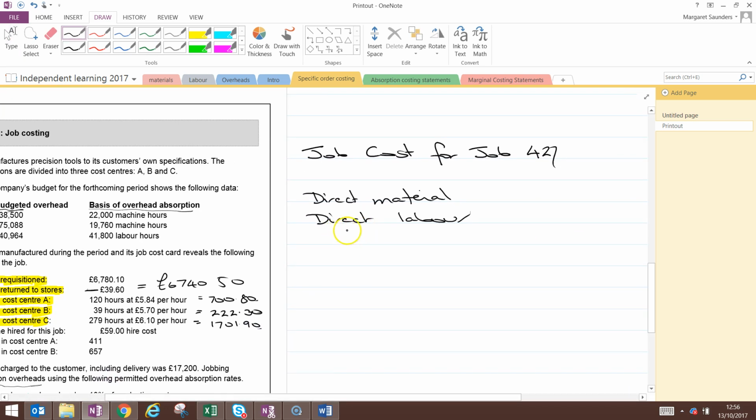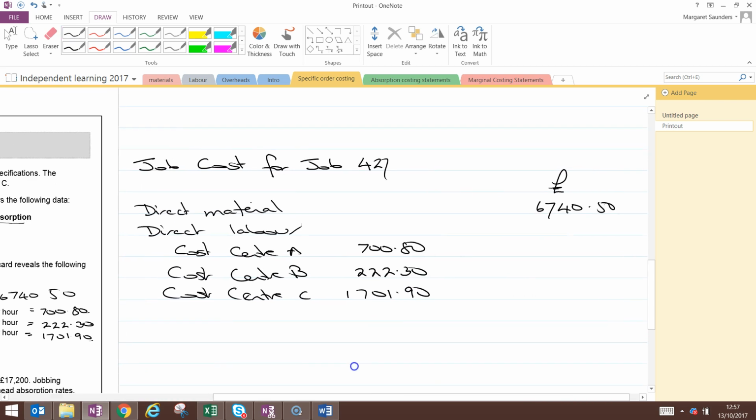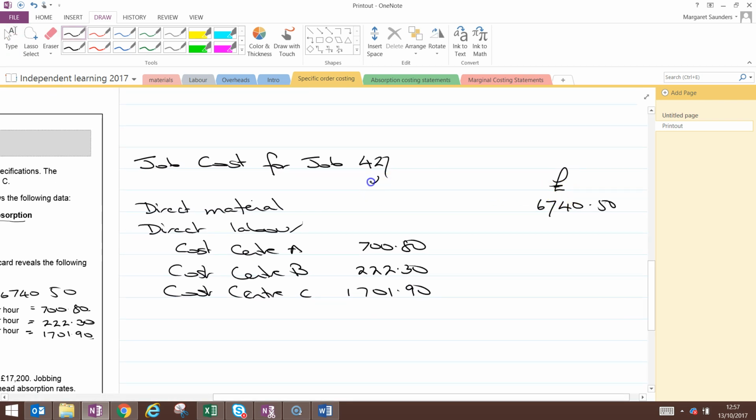I'm going to show them separately in the job cost. So we've got cost centre A, cost centre B, and cost centre C. We just indicate that these are all in pounds. Total it up. So the total labour cost 2625.00.